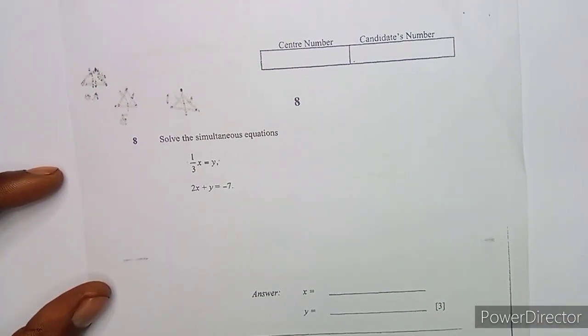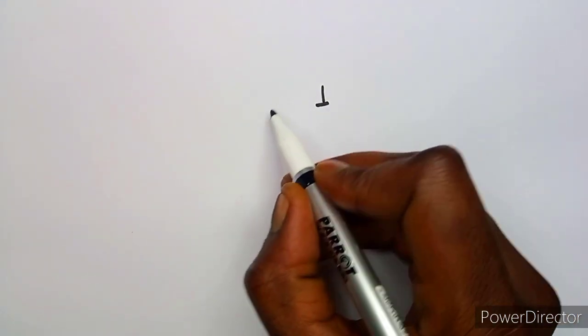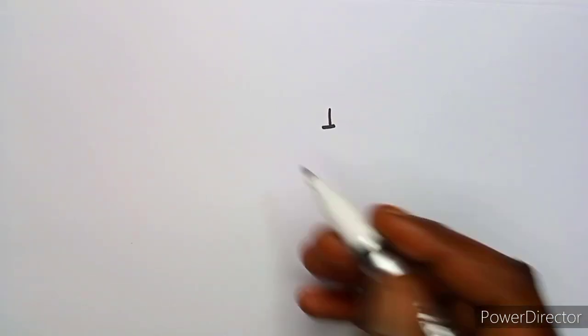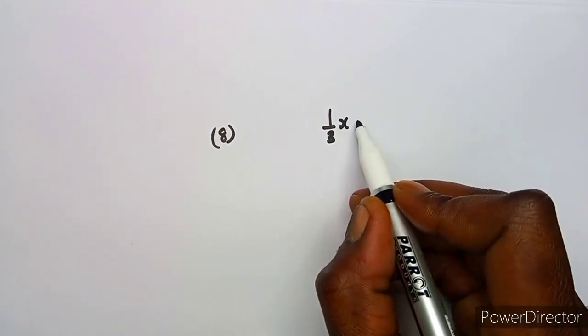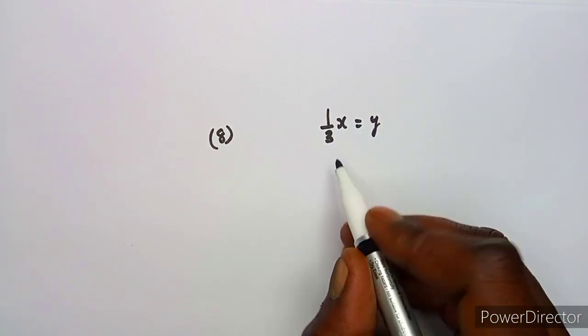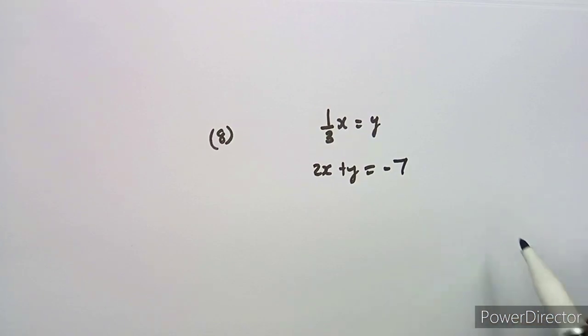All right, on number 8, we are given simultaneous equations to solve. It's actually number 8, not number 7. Here we have x equal to 3y, and 2x plus y, which is equivalent to minus 7. Whenever you're solving an equation, you can choose how to simplify it.